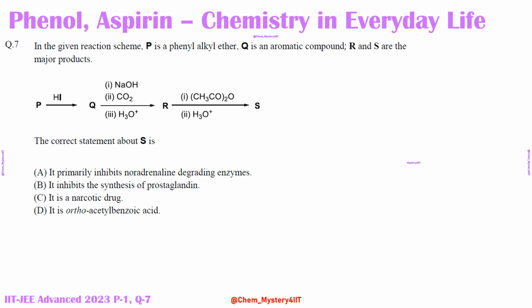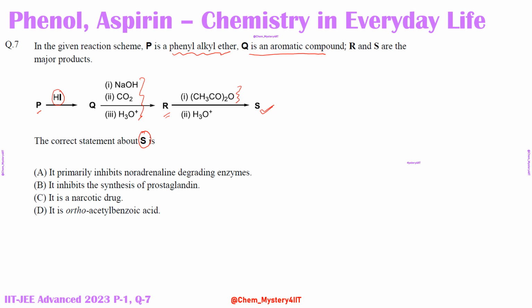The reaction scheme was given where compound P was supposed to be reacting with HI, and it was told in the beginning that this was some phenyl alkyl ether, which is P. And this upon hydrolysis with HI, acidic cleavage we can say, gave some Q as an aromatic compound, and this aromatic compound Q converted into R upon reaction with these three reagents one after another, and this compound R which was generated was reacted with acetic anhydride in presence of acidic medium. Then we had got the compound number S. Now what this S compound is, about this we were asked which of these statements is true.